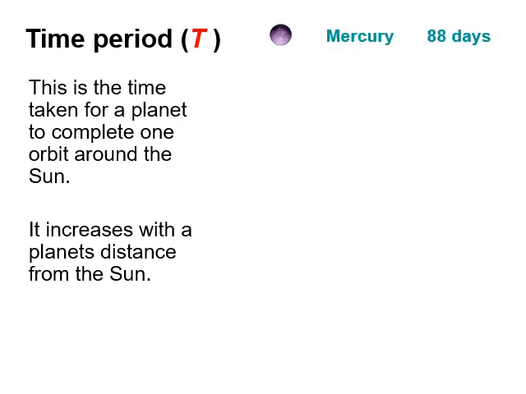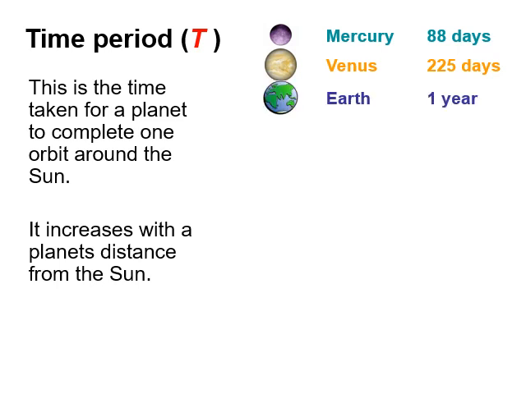Okay, so Mercury, its time period is 88 days, quite a short time period. This is essentially what a year is. Okay, so a year on Mercury is 88 days. Venus is 225 days, okay, a bit shorter than us on Earth, which has a year as being a year.